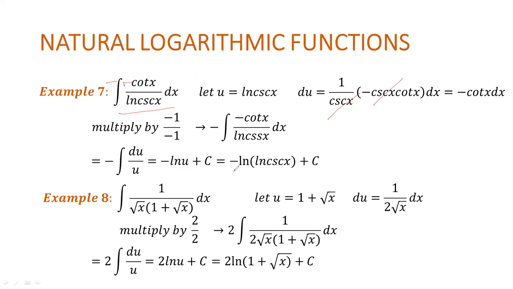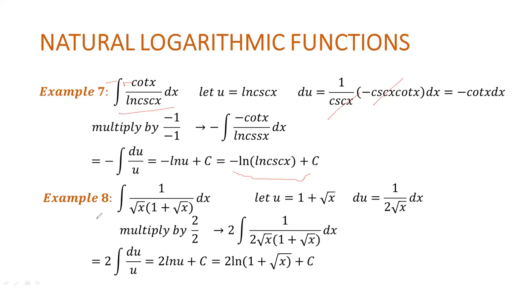I think this would do. There's no other way of simplifying this. It will only complicate things if we will place the negative 1 here as an exponent of your ln of cosecant x. Okay?